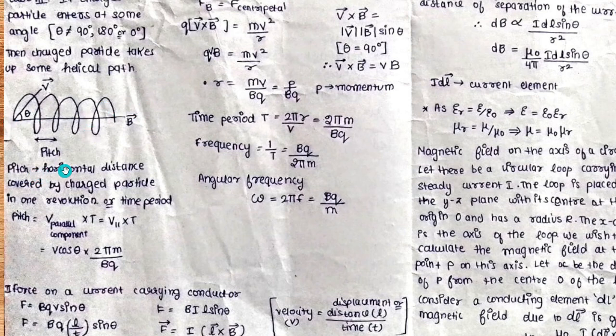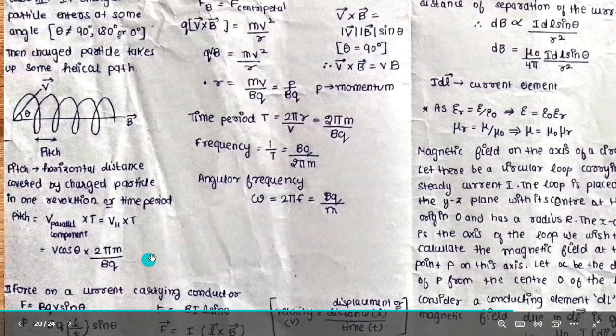Now what is this pitch? Pitch is the horizontal distance covered by the charged particle in one revolution or one time period. Pitch is actually the parallel component of velocity into the time period, which is V cos theta into 2 pi m by bq.